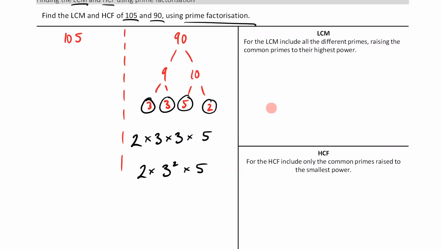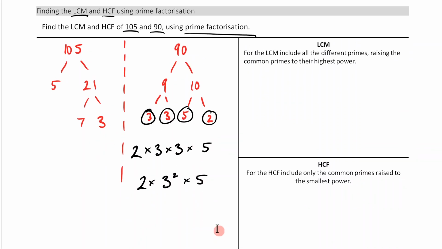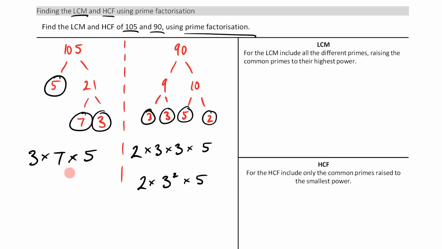If we were to deal with our other one now, let me come over to my 105. If I have 105 and I want to break that down, what would that be? Well, it's going to be 5 and 21. 5 times 20 is 100, so 5 times 21 is 105. Now, 21 can be broken down into 7 and 3, and both of those are primes. Let me now circle those. So now I'm going to get 3 times 7 times 5. And that can't be simplified. And I can't put those as powers because I don't have any doubles.